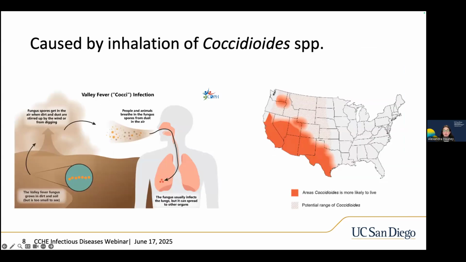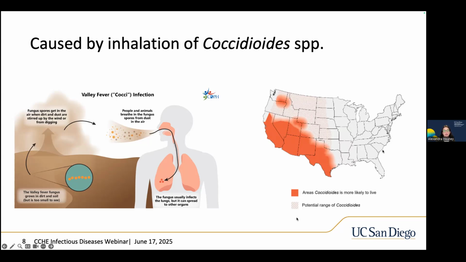So transmission occurs through the inhalation of aerosolized fungal spores. These coccidioides spores live in the soil where they proliferate and grow. And once they've fully matured, they break apart into smaller infectious spores, which can then become aerosolized. And when they're aerosolized, people can inhale them, which can lead to infection and disease.